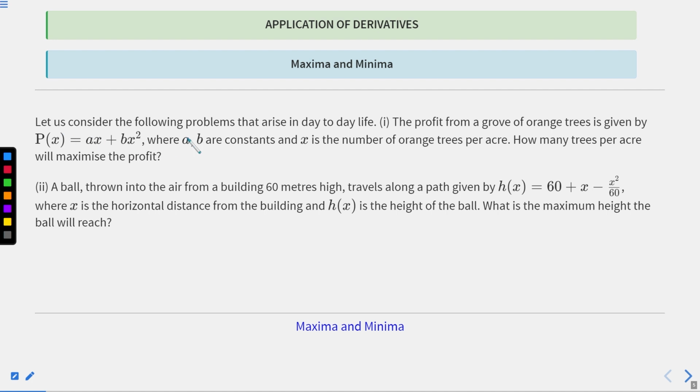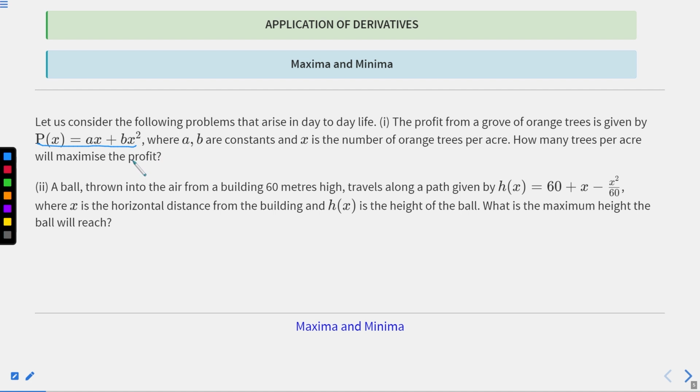So let us consider the following problems that arise in day-to-day life. First, the profit from a grove of orange trees is given by this, where A and B are some constants and x is the number of orange trees per acre. How many trees per acre will maximize the profit?